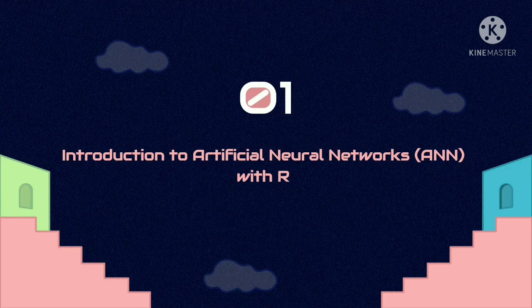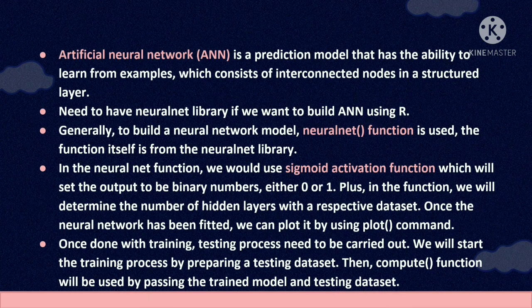For the first part, Introduction to Artificial Neural Network, ANN with R. ANN is a prediction model that has the ability to learn from examples. It consists of interconnected nodes in a structured layer. If we want to implement this project, we need to implement it in R, and to use it in R, we need the neuralnet library. Generally, to build a neural net model, we need to use the neuralnet function, which is from the neuralnet library.